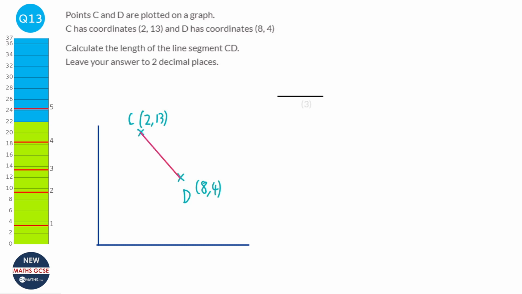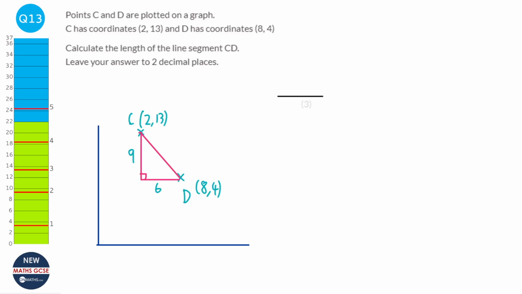Now what I can do is I can draw in a right angle triangle here, like so, and we've got the right angle there. And we actually know two of the lengths, so if it's 13 high for C and then 4 high for D, that means that this length here is going to be 9. The x coordinates are 2 to 8, and so that's a difference of 6.